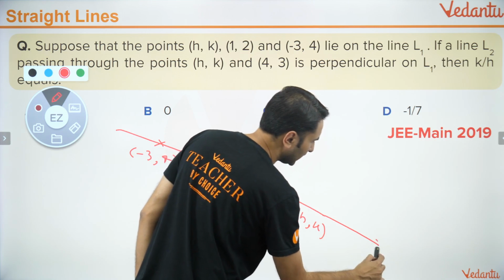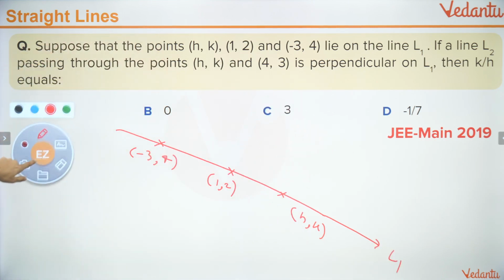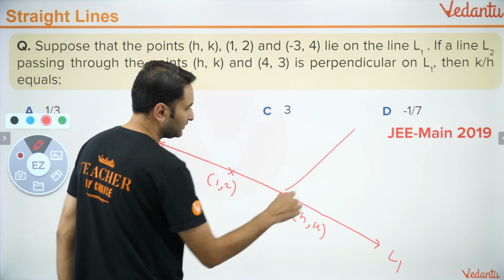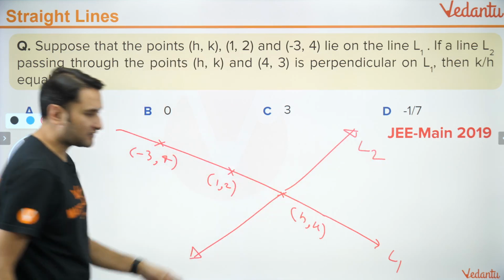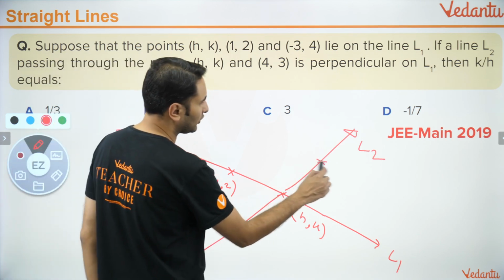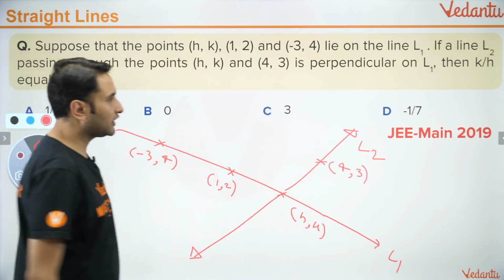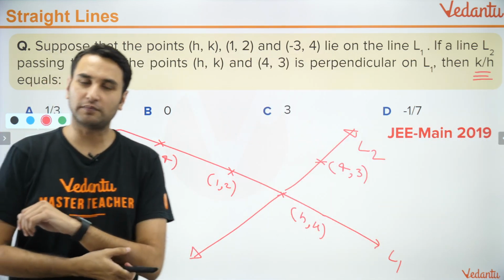They lie on the line L1. And there is a line L2 passing through the points H, K and 4, 3. So there is a line L2 which passes through the point H, K, meaning H, K is the point of intersection, and say 4, 3. You have to find the ratio K upon H. Basically, you have to find K and H. It is very simple.